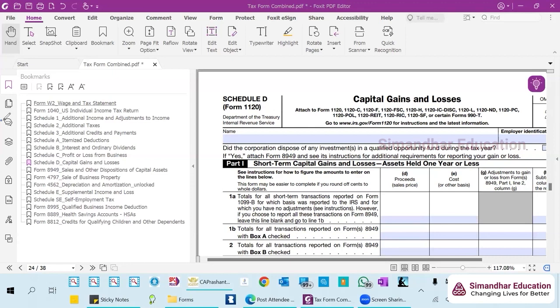Now reverse your statement. Forms are for the summary and schedules are for the detail. One form has only one single number, right? Yes. Form has adjustments to income from schedule so and so, one number. But schedule has the detail.